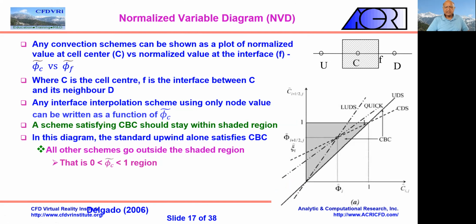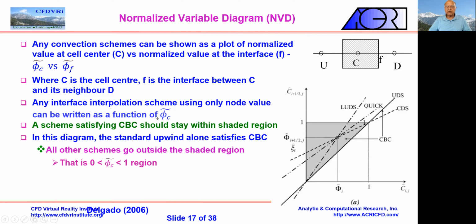Now, this is what we call a normalized variable diagram. In this, a convection scheme can be shown as a plot of the normalized value at the cell center versus the normalized value at the interface. I should give credit here to Gaskell, who did this scheme. So he could produce this curve, and he said, let's plot the normalized variables in this scheme. It plots phi C at the center point versus phi F at the face. C is the center value, F is the interface, and D is its neighbor.